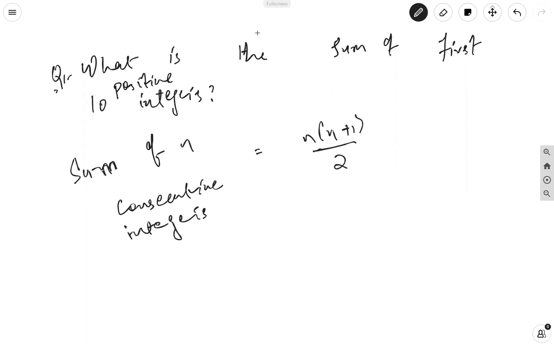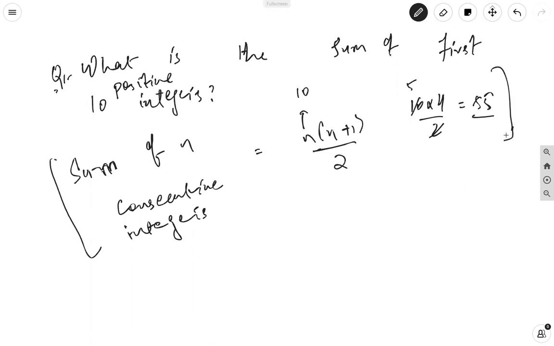I'm asking for the formula for the sum of the first 10 positive integers. In place of n, just put 10. 10 into 11 divided by 2, this will be 5 into 11, so the answer will be 55. This formula is used when you're asked to find the sum of positive integers starting from 1: n into n plus 1 divided by 2. This is the first formula.